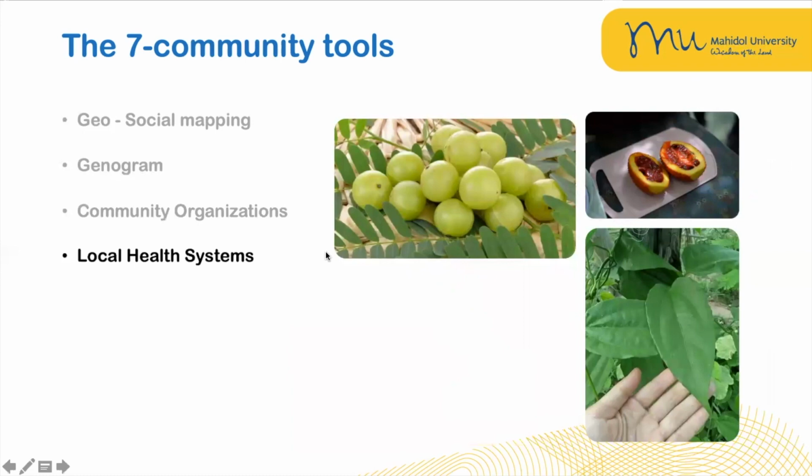Okay, the fourth is the local health systems. This tool will show you not only the modern medicine, but we can also see the traditional medicine which people in the community use to cure their illness, such as some herbs or trees. This picture is Indian gooseberry. Most people use it for soothing their sore throat. This leaf is used for reducing the high temperature from fever. The baby jackfruit is used as a product for drinking and body care.